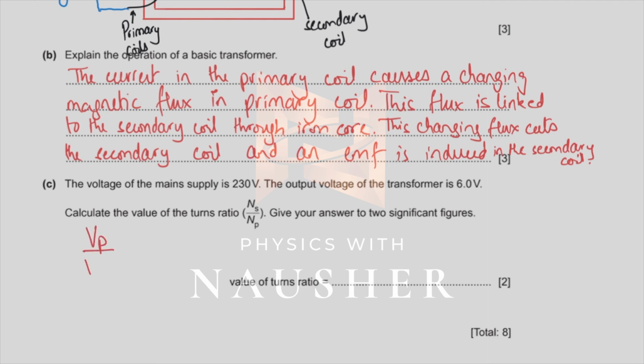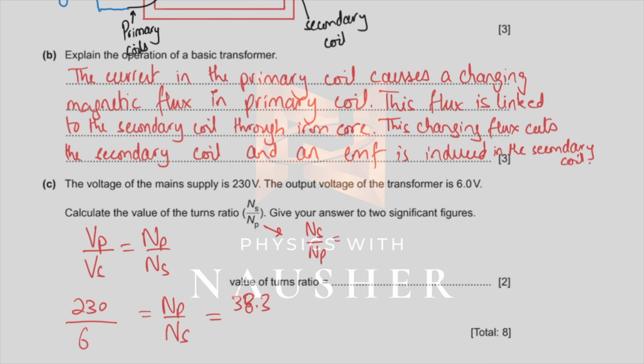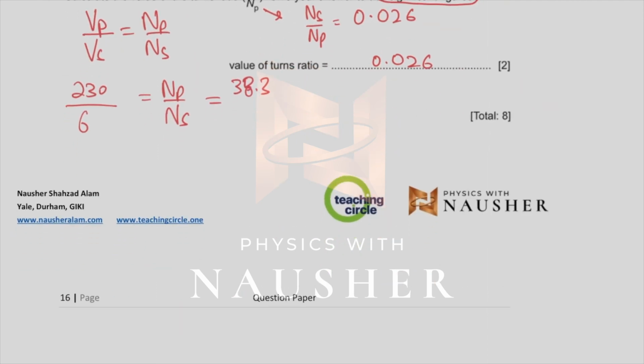So you'll use the equation Vp over Vs is equal to Np over Ns. They've given you the primary voltage as 230 and the secondary voltage as 6. You'll calculate Np over Ns, and Np over Ns turns out to be, let's do it on the calculator, 38.3, and there's no unit for this. But since they're asking you to calculate Ns over Np, you are going to flip the number and make sure that your answer is given to two significant figures. So 0.026 is the final answer, and there are no units because both quantities have no units.